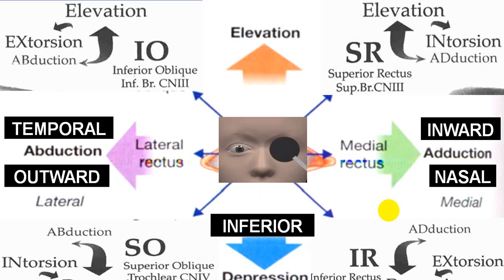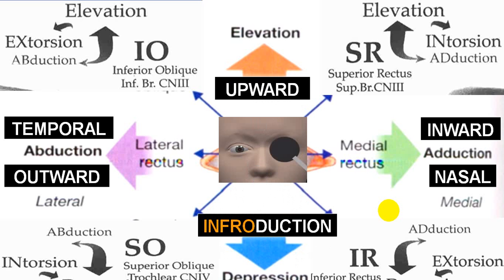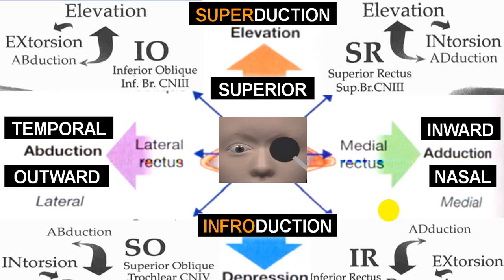Downward movement is also called inferior or depression, or you can call it downward, infraduction and depression. While upward movement is called elevation or superior or supraduction. These are the different terms which are being utilized. You can use any one of them.